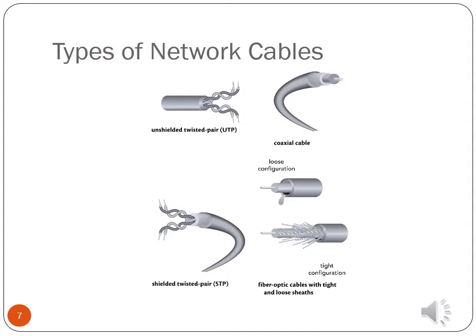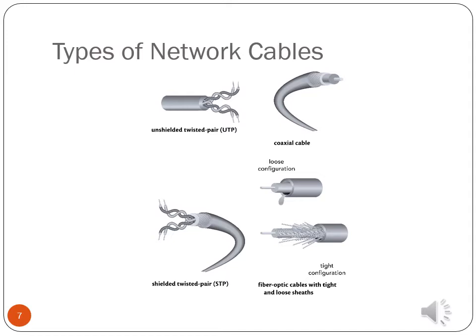Directly below that, we also have the shielded twisted pair. Not as common. Basically, it has the twisted pair wire, and then surrounding that is a foil, aluminum kind of metal foil layer that provides additional protection to reduce interference.